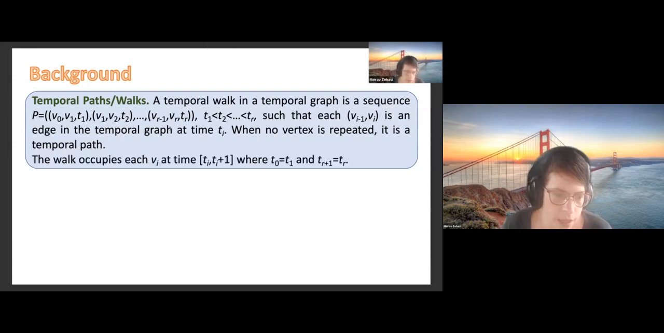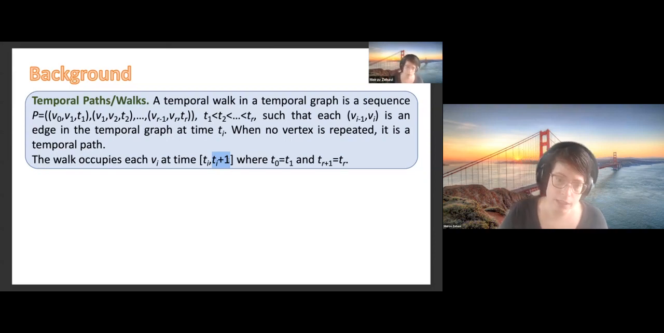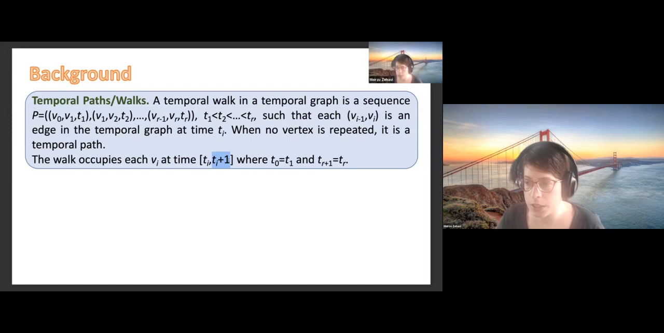So what vertices does a temporal walk occupy? We say that the temporal walk occupies vertex v_i during the time interval from t_i to t_{i+1}. Okay, so t_i is the time when you leave the vertex v_i, and t_{i+1} is the time when you reach the next vertex. So during this entire interval, from when we leave the vertex v_i until we reach the next one, we say that we occupy the vertex v_i.